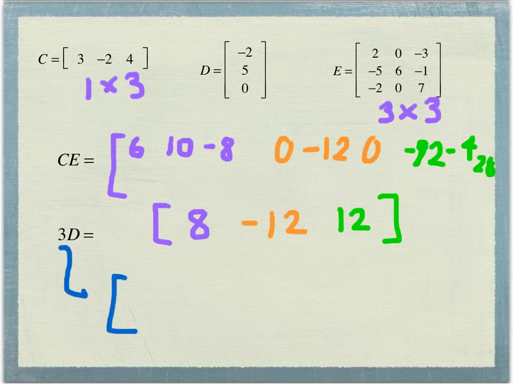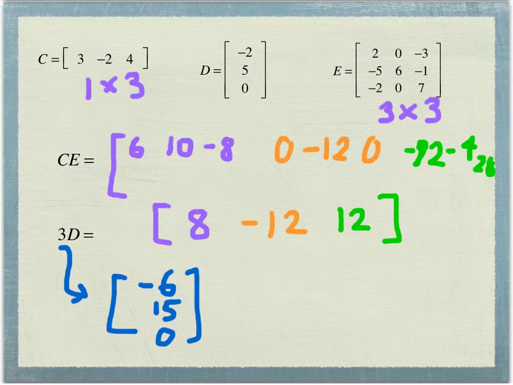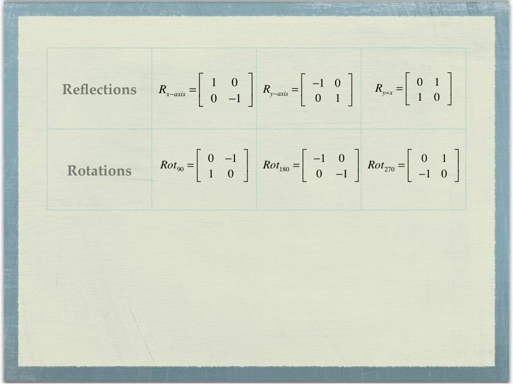So 3D, what that's going to look like is -6, 15, and 0 like that. So you may recall doing those types of things in advanced algebra. The new thing maybe in this chapter is using matrices to both reflect and rotate various figures. So take a couple minutes and copy this chart down now.